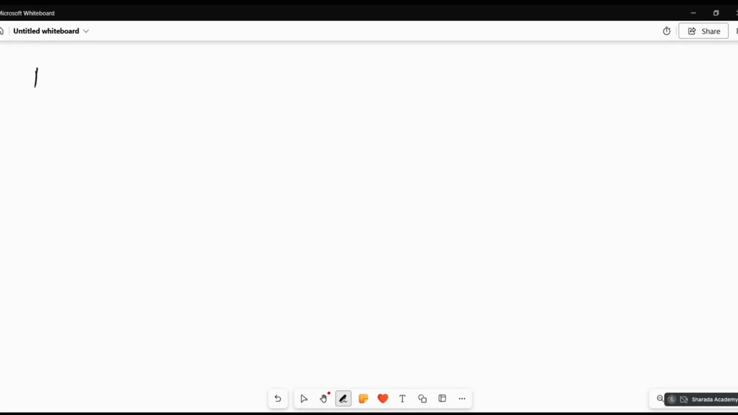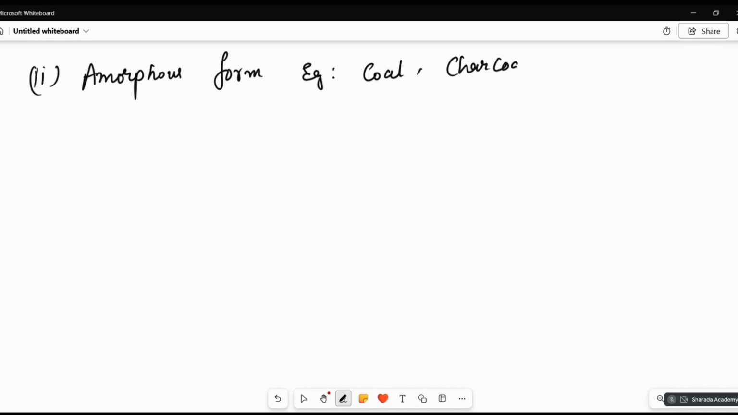Second one is the amorphous form. Examples: coal, charcoal, all this. These properties and all you will write. You know this. Anyway, I'll go for the next topic. Just write about its properties and structure, how it is there. Anyway, it's there in the book. Not much is there.